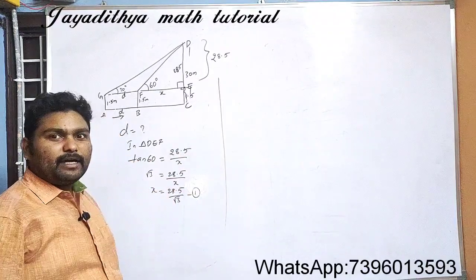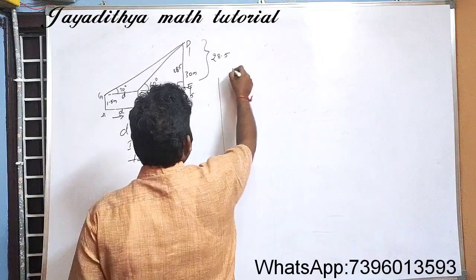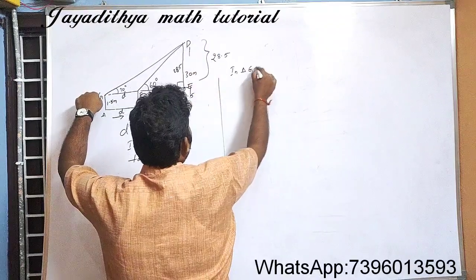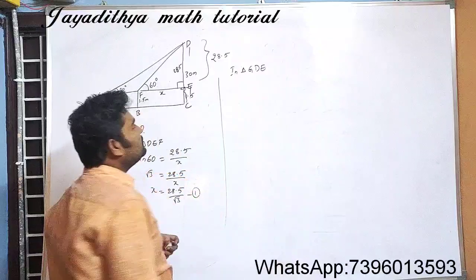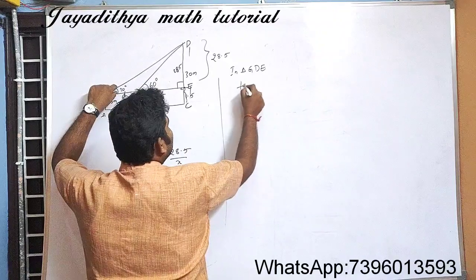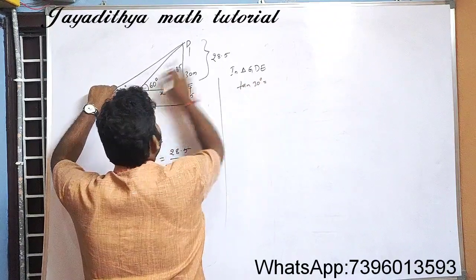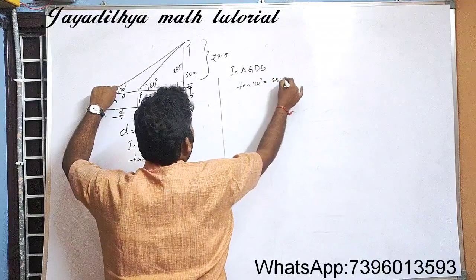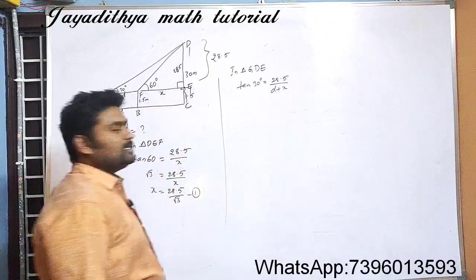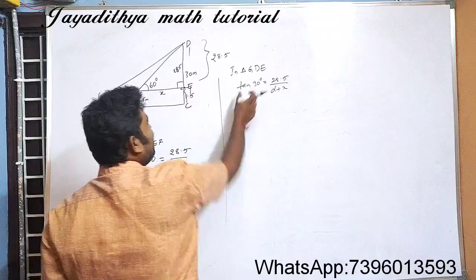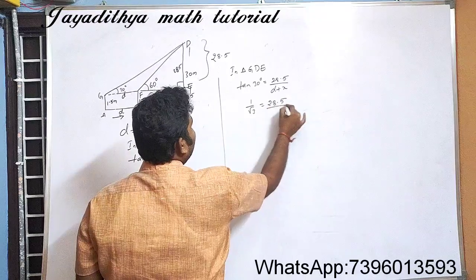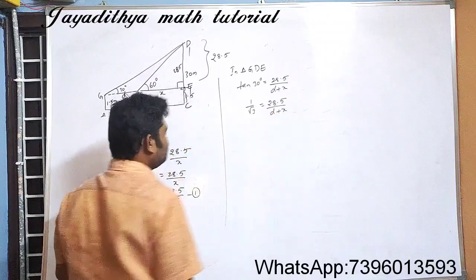Next, what you need to do? Take another triangle. So that is in triangle GDE. What happens now? So now you should take tan 30 degrees is equal to, this is 28.5 opposite side by adjacent, which is D plus X. Adjacent side is D plus X. Right, what is tan 30 here? That is 1 by root 3, which is equal to 28.5 by D plus X.